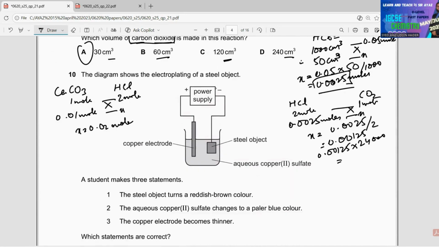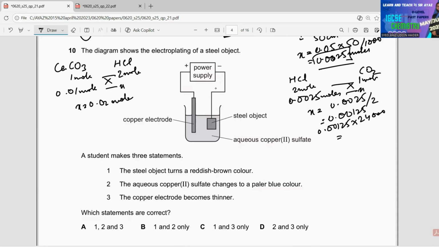Moving to next MCQ, which is number 10. The diagram shows the electroplating of a steel object. We have copper electrode, which is anode. This one is anode. Positive sign means it's anode. Steel object is cathode. And aqueous copper 2 sulfate solution is used here. The student makes 3 statements. 1, the steel object turns a reddish brown color. Number 2, the aqueous copper 2 sulfate changes to a paler blue color. 3, the copper electrode becomes thinner.